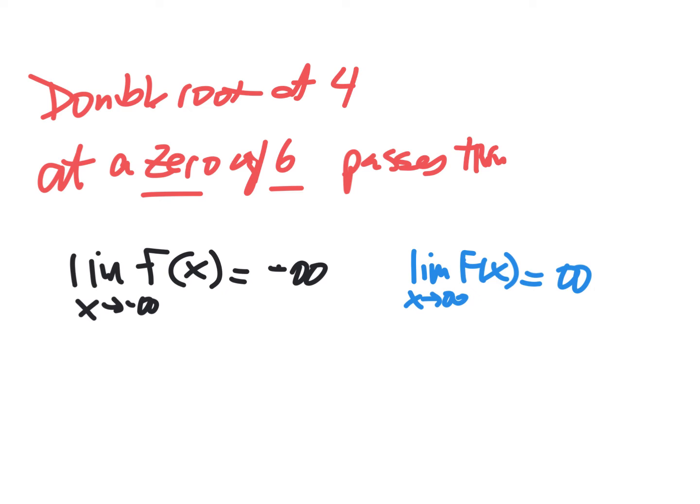What's the equation for that one? Now, this one might mess with your head a little bit. When you're done writing your equation, just go through it step by step and say, does mine have a double root at 4? Does mine have a zero of 6? And is my function passing through there?